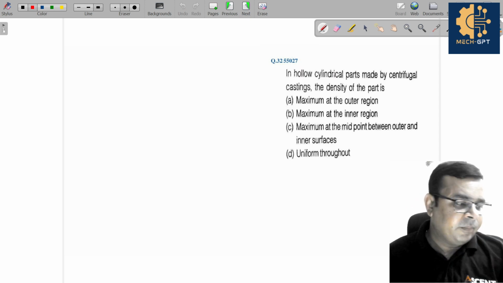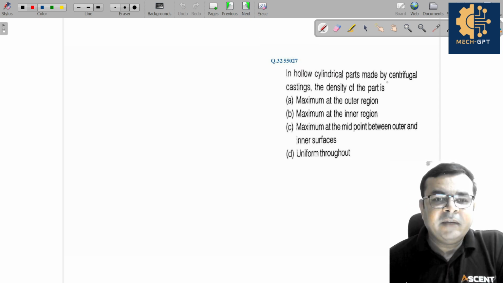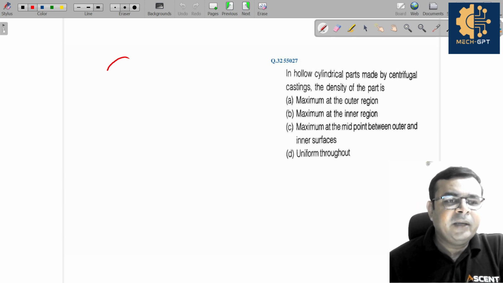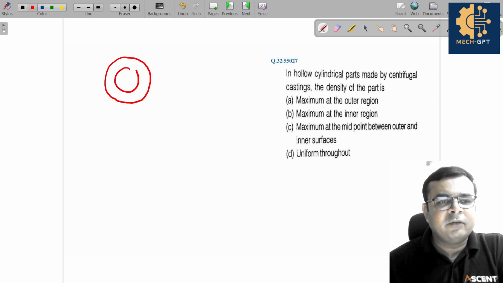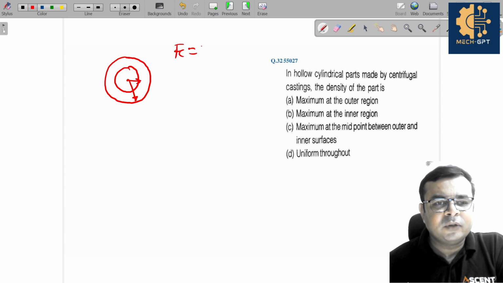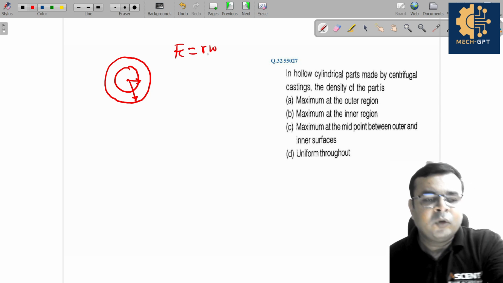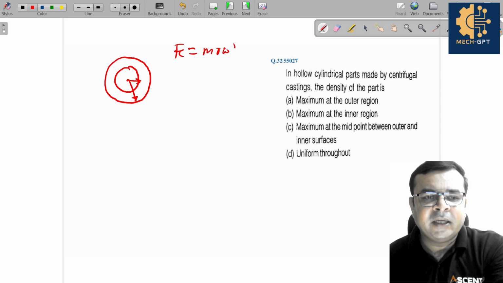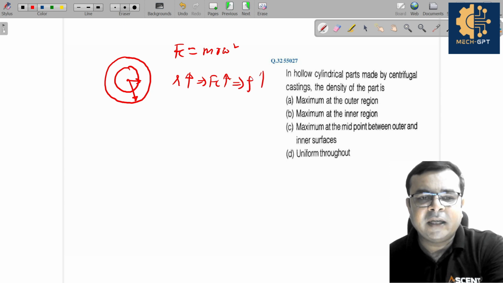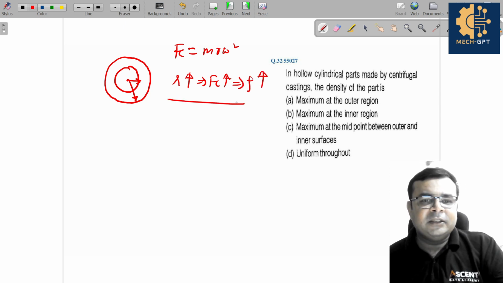In hollow cylindrical parts made by centrifugal casting, the density of the part is max. If you make a hollow cylindrical pipe with centrifugal casting, you can see here this is the inner radius and this is the outer radius, and the centrifugal force is nothing but m r omega square. Correct? So the higher the radius, the higher the centrifugal force, and the higher the centrifugal force, the higher the density. This is the main concept behind this.